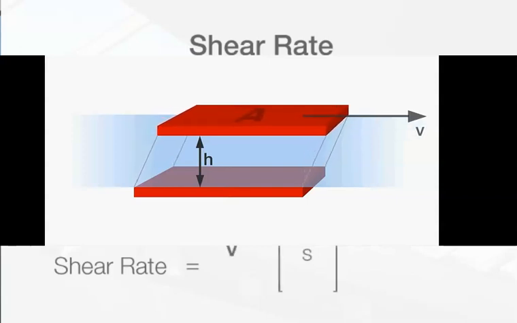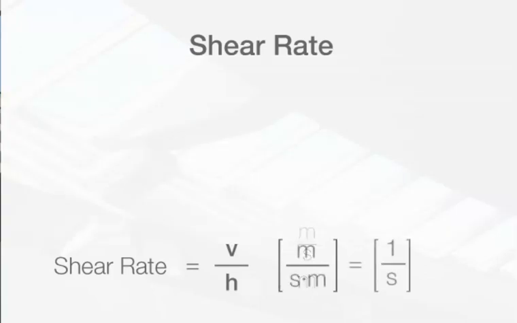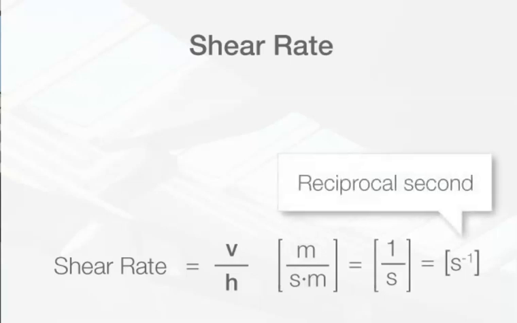The velocity in meters per second is divided by the distance in meters. This leaves us with the unit 1 divided by second, or second to the power of -1, which is called a reciprocal second. The shear rate is given the variable gamma dot.